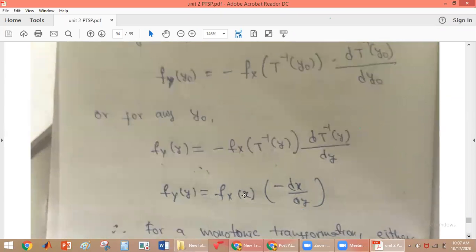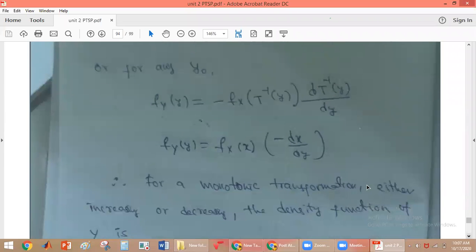Now we know that T inverse y is nothing but x. So fy of y can be written as fx of x. This minus sign we are applying here because this gives us the slope, that is minus dx by dy.